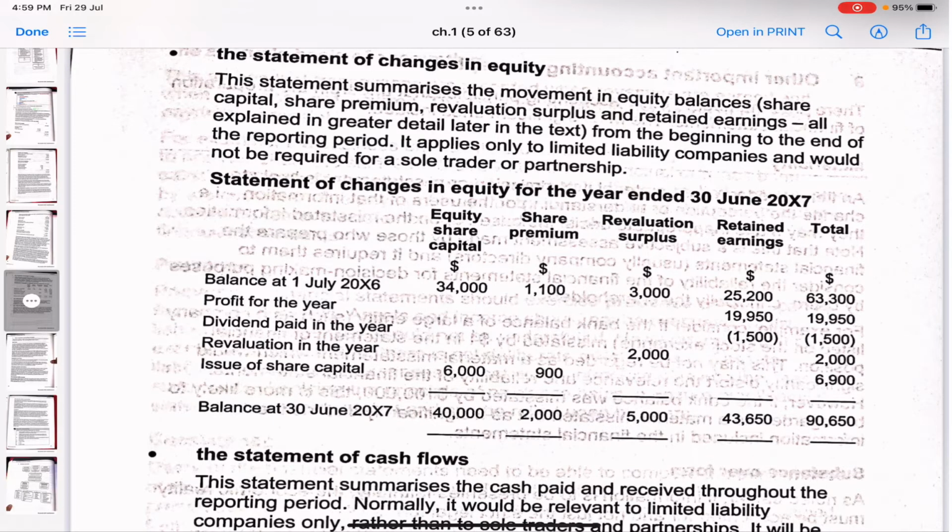So what does it look like? We have the opening balance, and then we have the profit. Then we subtract the dividend, and then we have revaluation, and then we have the issue of share capital, and then we get the closing balance. Even this is something which we will be learning in the further chapters. Just remember that this is showing the changes in the equity.